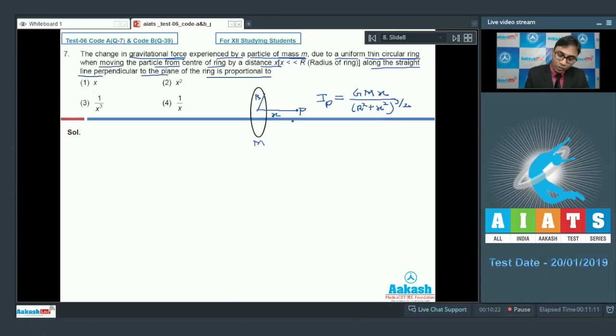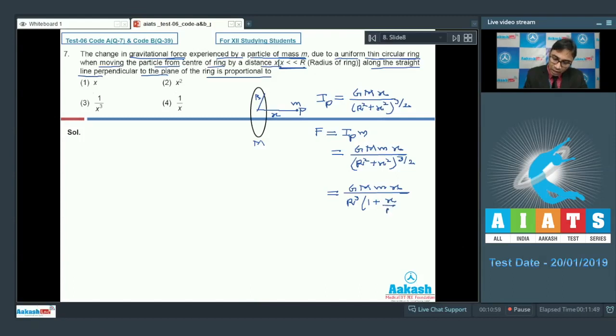So what will be the force if I place a particle of mass m here? We can say that our force will be equal to gravitational field into mass. So that will be equal to G M m x upon (R squared plus x squared) whole to the power 3 by 2. Since x is very less than R, if I use the approximation method and take a common R here, you will get R cube (1 plus (x by R) whole squared) whole to the power 3 by 2.